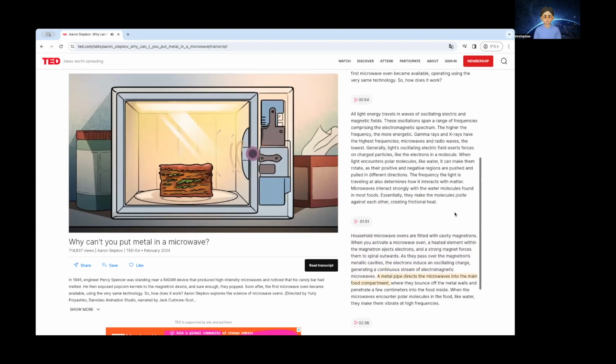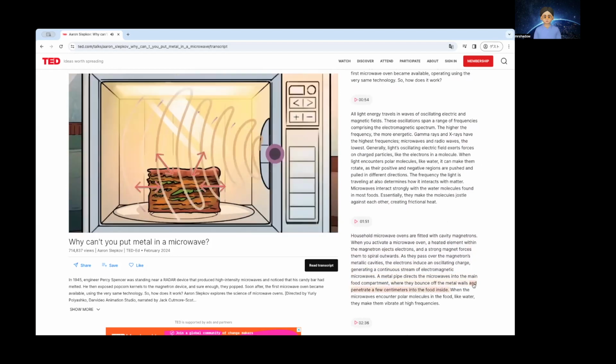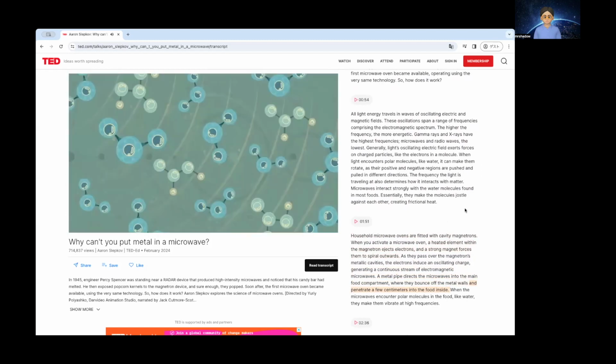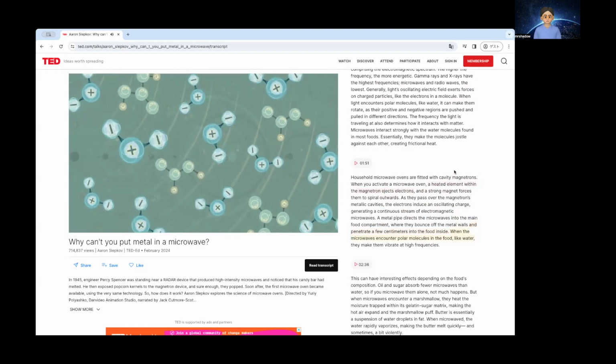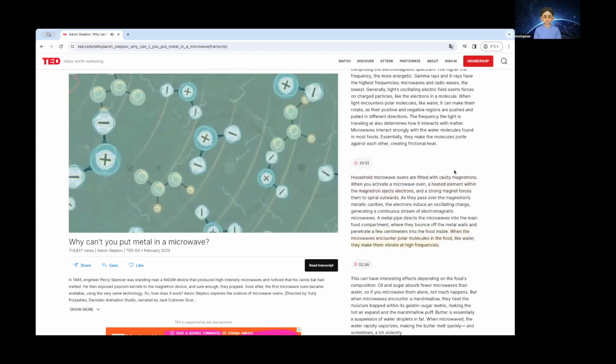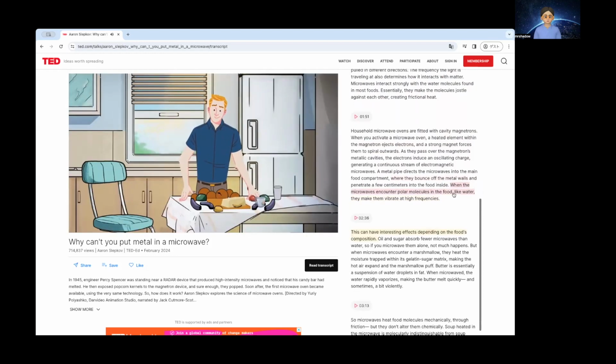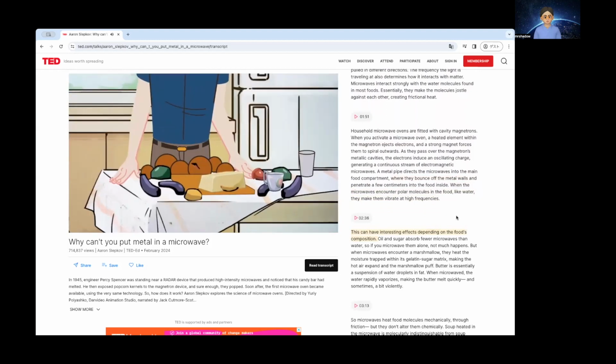Metal pipes direct the microwaves into the main food compartment. When they bounce off the metal walls, they penetrate a few centimeters into the food inside. When the microwaves encounter polar molecules in the food, like water, they make them vibrate at high frequencies. This can have interesting effects depending on the food's composition.